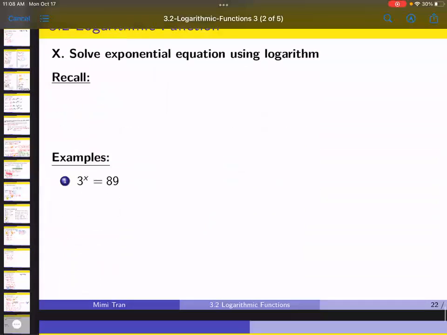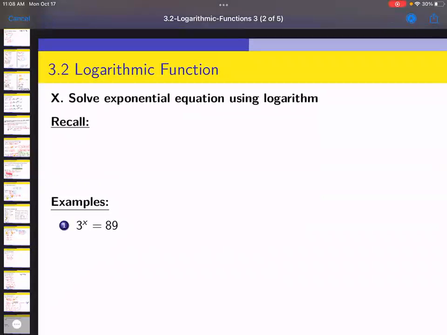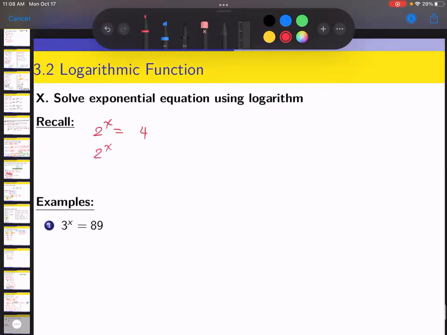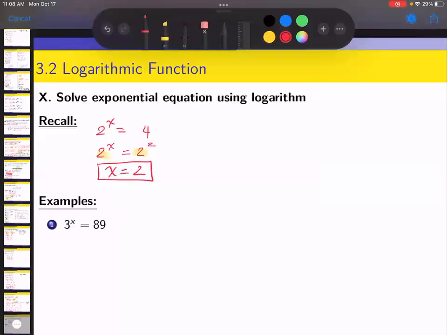All right, last slide. Let me remind you of something which is probably going to be on the exam and the quiz. If I have 2 to the x equals 4, then what will you do? Very good. You write 2 to the x equals 2 squared, and then you cancel the 2, right? I shouldn't say cancel, but it's just quick.